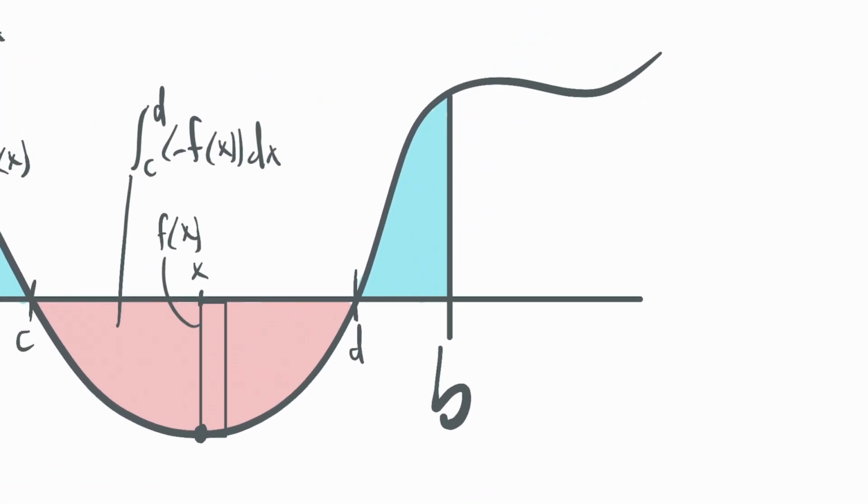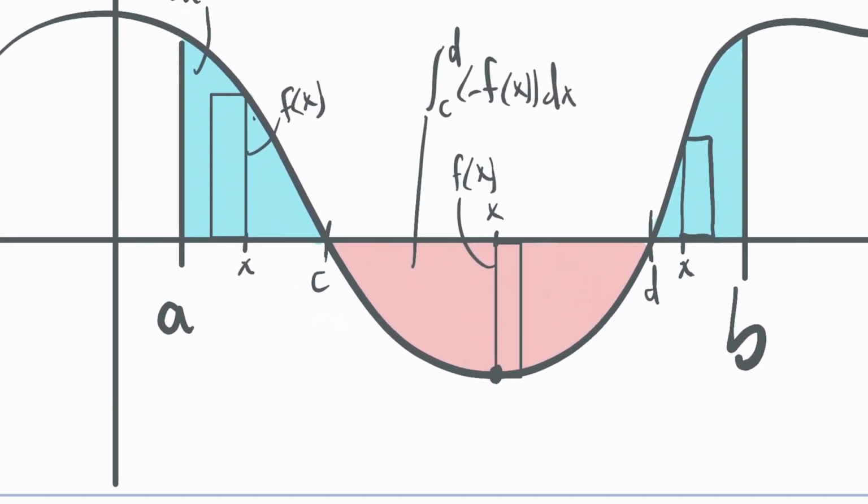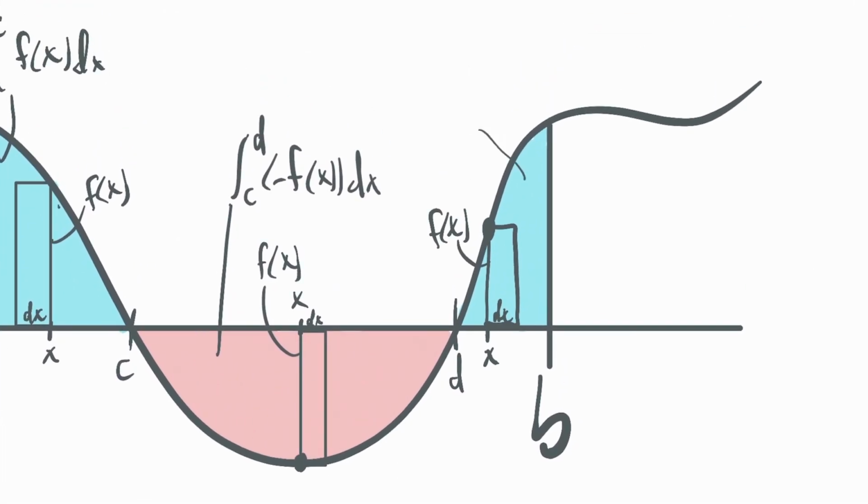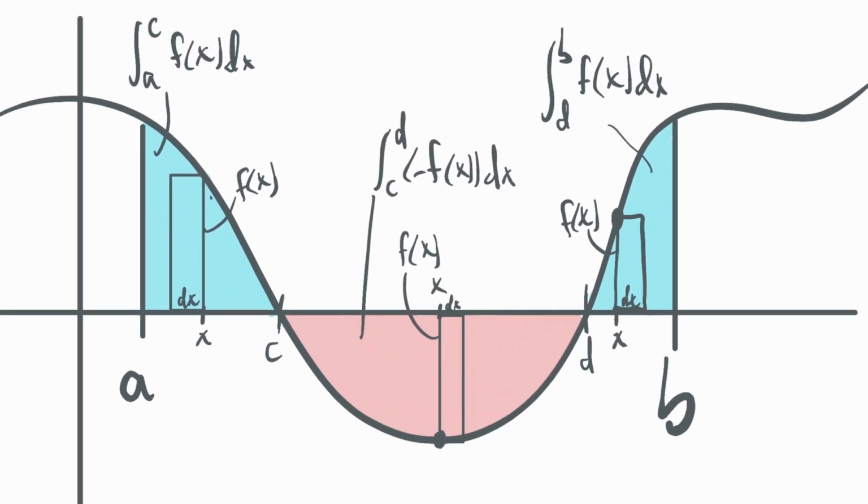And then this section here, if I go to make a rectangle, interesting. Well, we'll just do that then. So we'll call this x, and I didn't label the dx's on these. dx is the width, right? And then the height, this is f of x. So this area is the integral from d to b of f of x dx. Right? And then I can add up those three different integrals to get the total area.